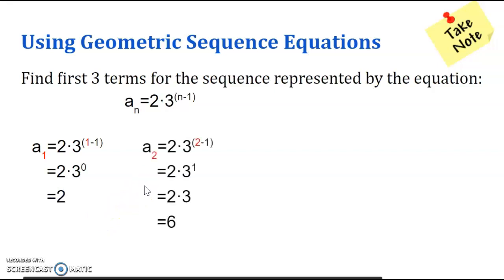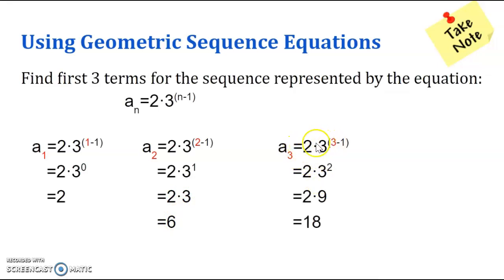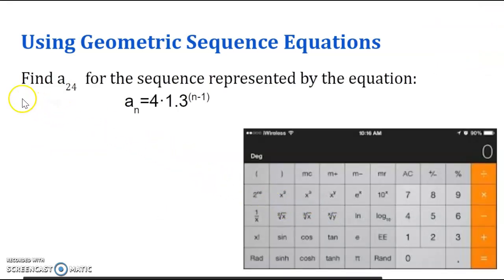Let's find a sub 2, or the second term, similarly. So in this case, we're using n to be 2. So 2 times 3 to the power of 2 minus 1 is going to be 2 times 3 to the power of 1, which is same as 3, so it's 6. What about the third term? Again, you're substituting for n to be 3. So 2 times 3 to the power of 3 minus 1, that's 3 squared. And that's going to be 9. So 2 times 9 is 18. And you can continue this pattern.